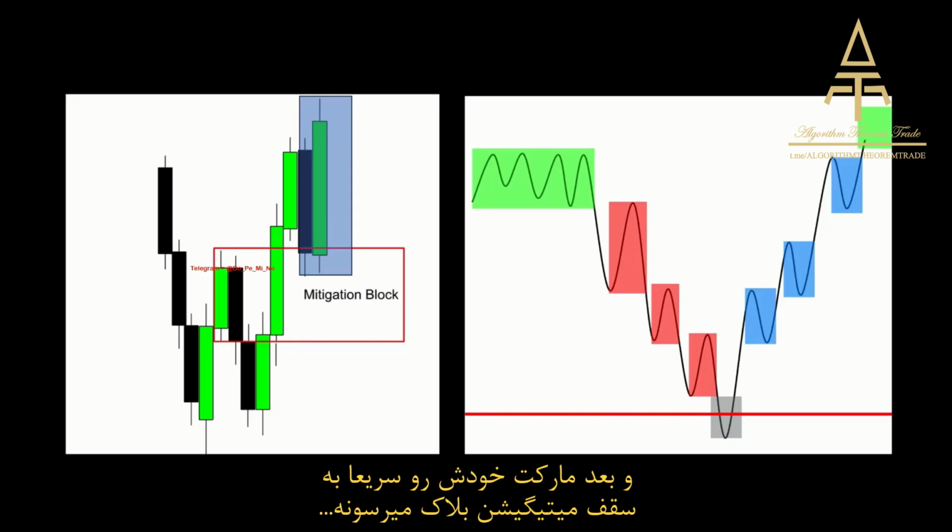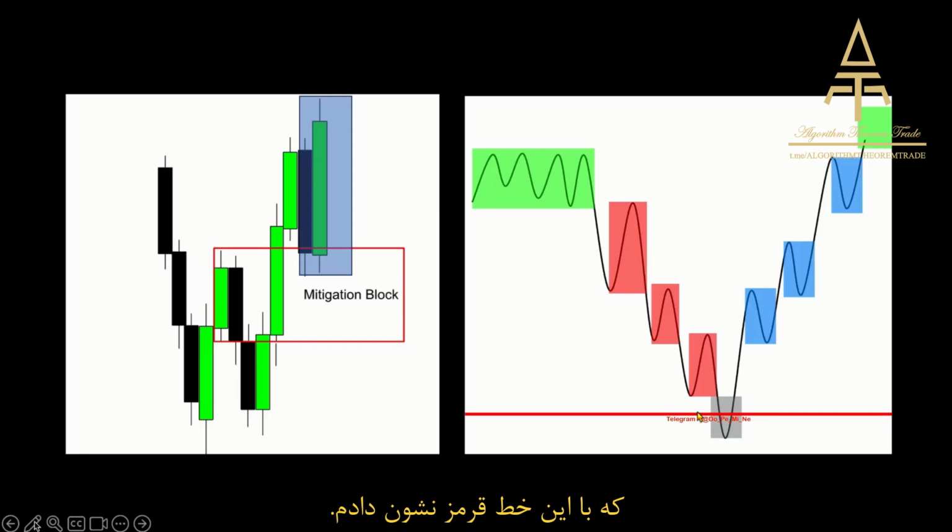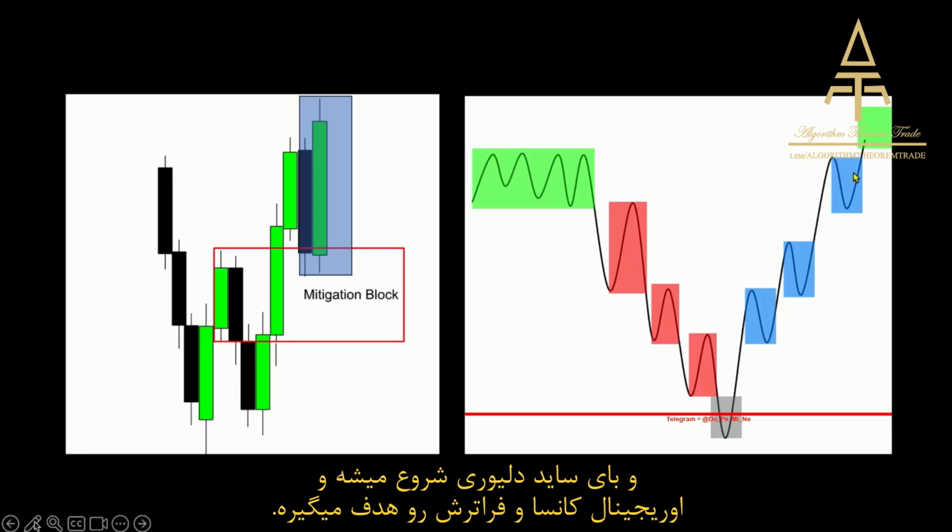Then the market expands aggressively into the mitigation block high, which is annotated by this fat red line. Smart money reversal occurs right here, and boom, buy side delivery occurs, targeting the original consolidation and beyond.